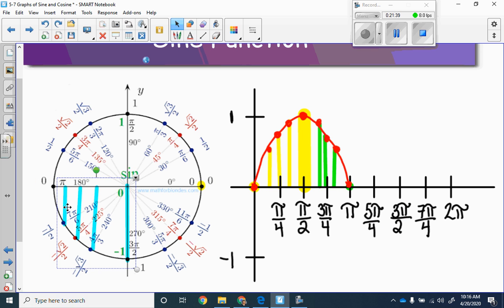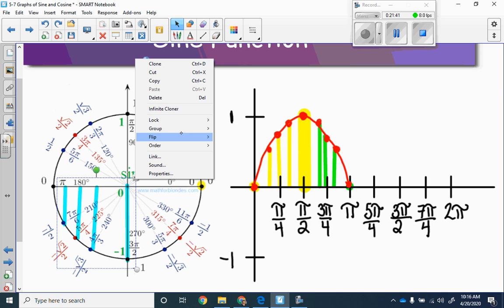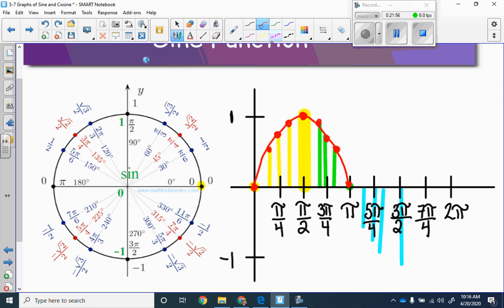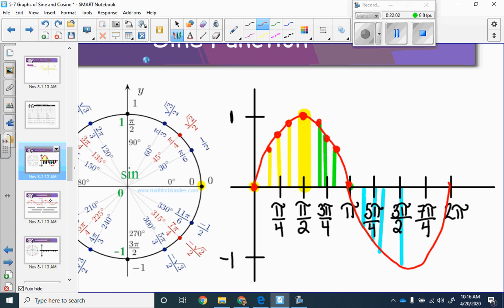Alright, so now if I were to take each of these just one by one, you'll notice that it dips down below our x-axis, and then it's going to come back around. That right there is your graph of your sine function.